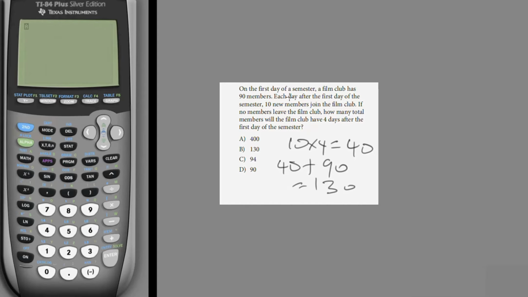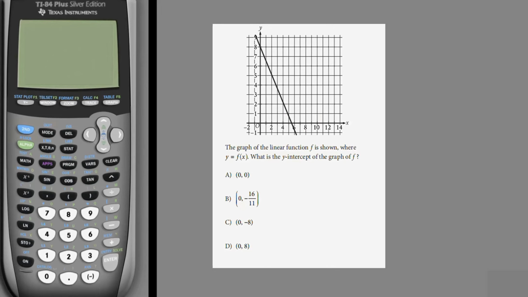Let's go to the video, guys. In this video, we are going to learn how to solve this SAT math problem fast. The question is under graphs, so let's look at the question and solve it together. It says the graph of the linear function f is shown, where y equals f of x. What is the y-intercept of the graph of f?